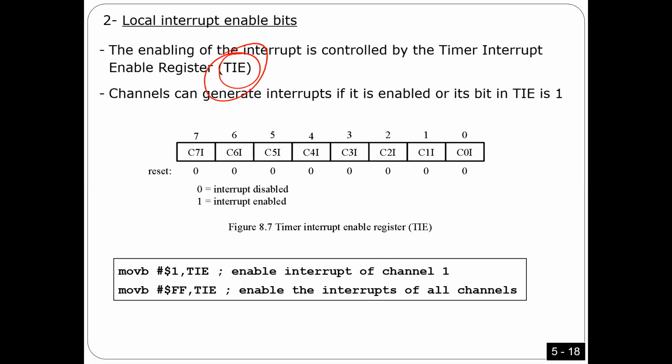In this register TIE, every bit here is going to be for one channel. So channel 0, channel 1, channel 2, and so on, right? And then every bit here is used to enable or disable interrupts from the corresponding channel, right? So if you put here 0, you actually disable interrupts. If you put 1, you actually enable interrupts, right? Again, you can use move or you can use bit set or bit clear and so on. Okay, any question, guys?